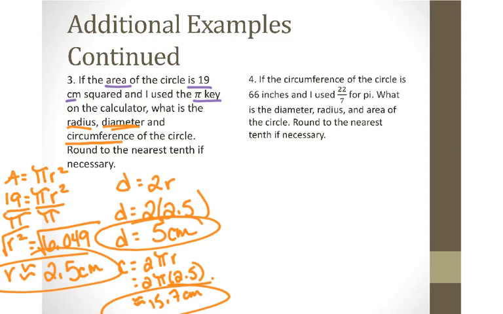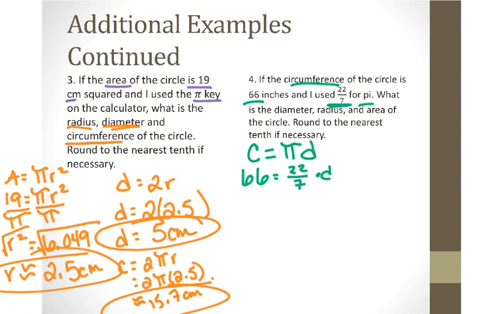Alright, so last problem we're going to do together. If the circumference of a circle is 66 inches and I use 22/7 for pi, what is the diameter, radius, and area of the circle? So you have circumference is 66 and you're using 22/7 for pi. So you need to start out with circumference. Now it doesn't matter what formula. I'm going to start out with circumference is equal to pi times diameter. So I'm going to have 66 is equal to pi, which is 22/7, times the diameter.